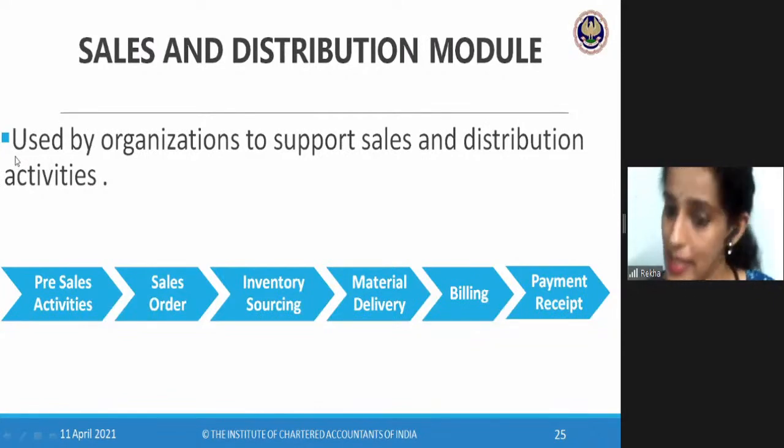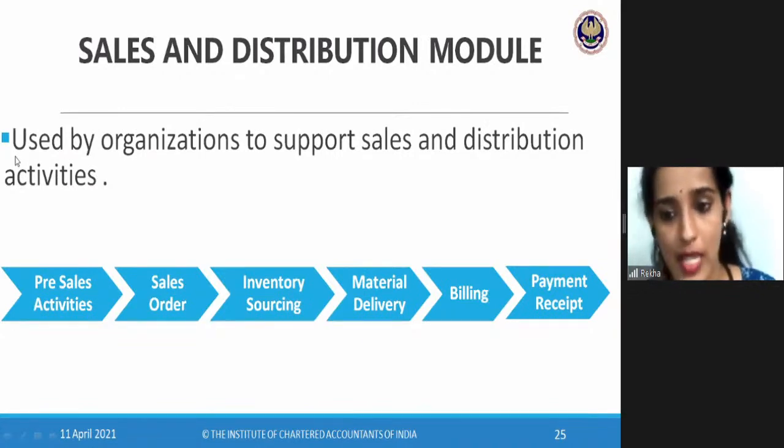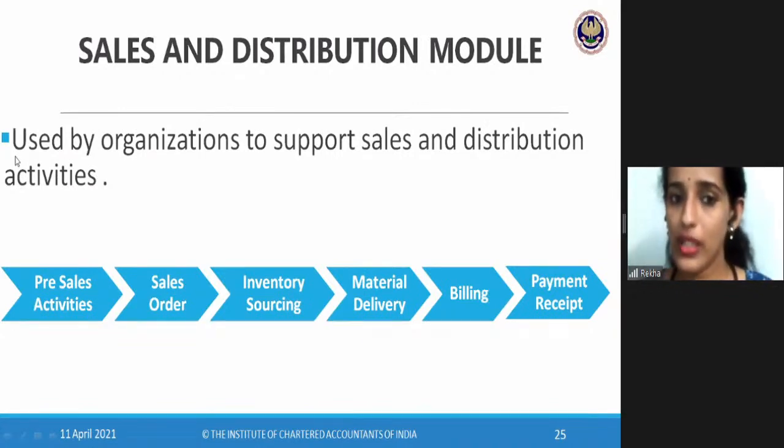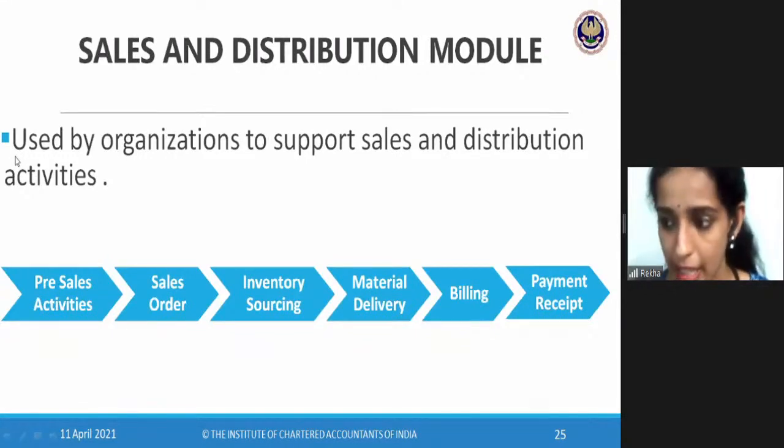And finally, what happens? Billing. Billing that particular customer and receiving the amount and how it is updated in your systems. So the total sales and distribution module, basically there are 5 to 6 processes starting from pre-sales, that is those activities done before getting the order.